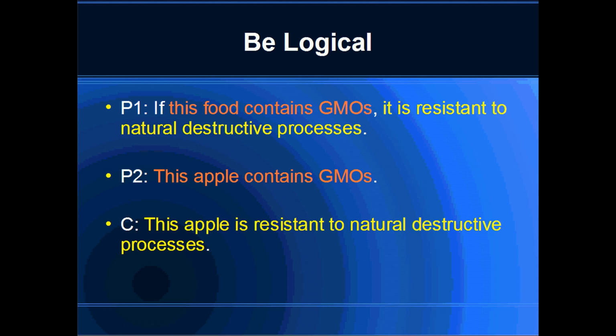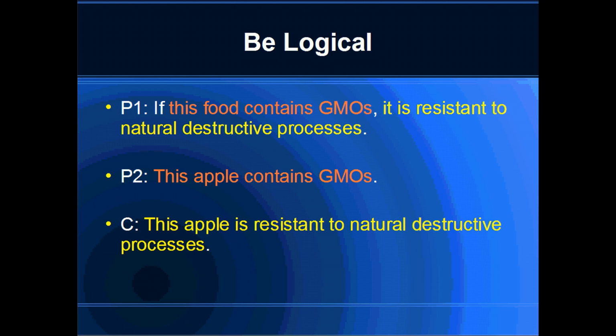Now imagine that you're at the grocery store, and you have this first premise as a principle: if this food contains GMOs, it is resistant to natural destructive processes. Premise 2, this apple contains GMOs, so the conclusion is this apple is resistant to natural destructive processes. So I affirmed the cause, and assuming that principle is true in the first premise, that would necessitate the effect of the apple being resistant to natural destructive processes. Now I'm going to go back into a discussion on GMOs.